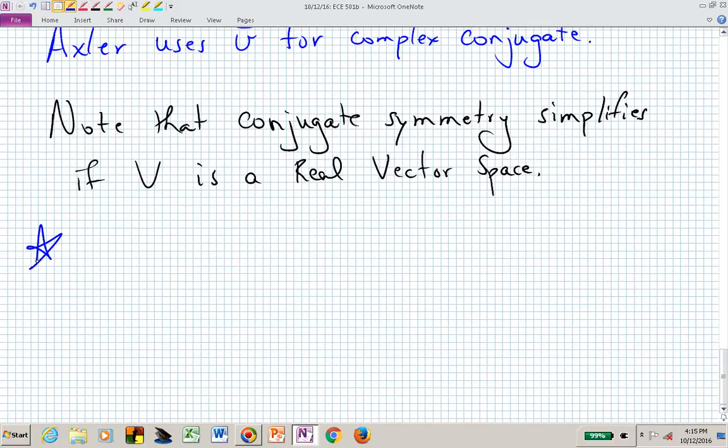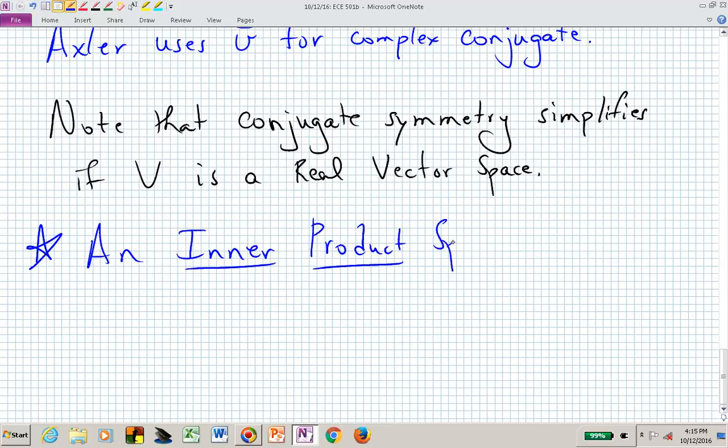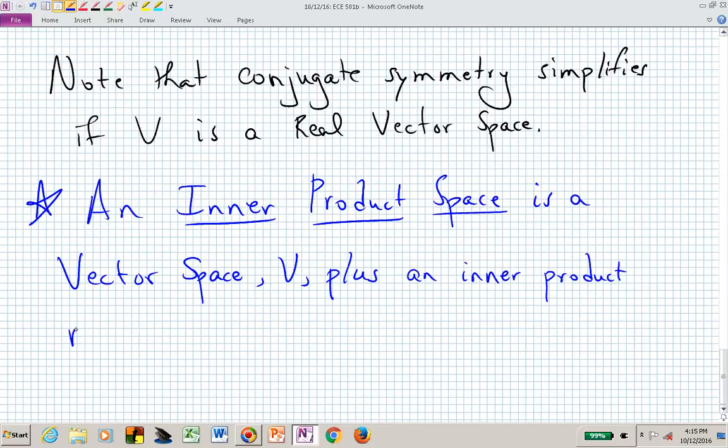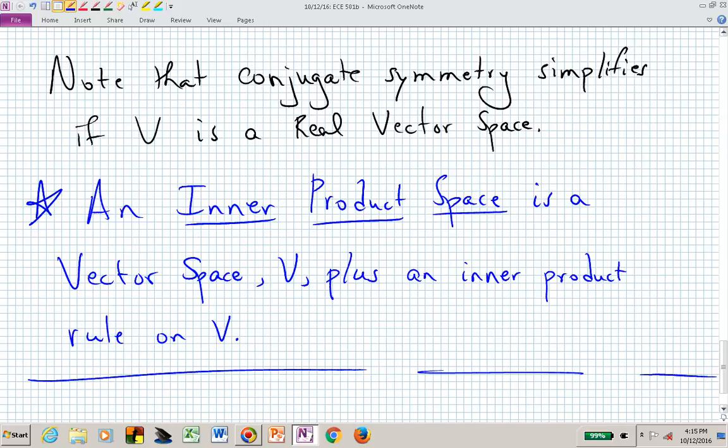And now we can talk about what we really want in Chapter 6, and that is what we will call an inner product space. That is a vector space, let's say V, souped up with an additional property, an inner product, or the vector space V plus an inner product. The inner product is really a rule on that vector space V. If we have a vector space and we have an inner product rule on that vector space, we'll just say we have an inner product space.